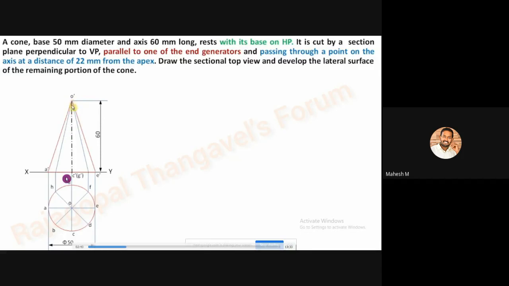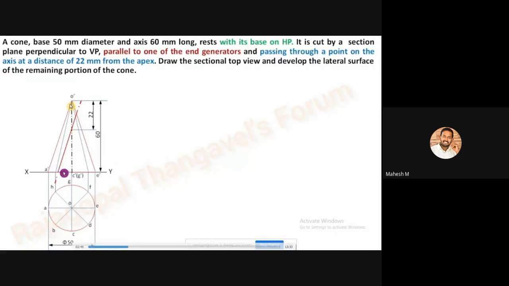The total height is 60, so you can locate a point at a distance of 22 mm. This is our section plane point. Then you can create the section plane. This section plane should be parallel to this generator. In the diagram, we have created it parallel to the generator. You can remove this smaller portion and keep this larger portion as it is.